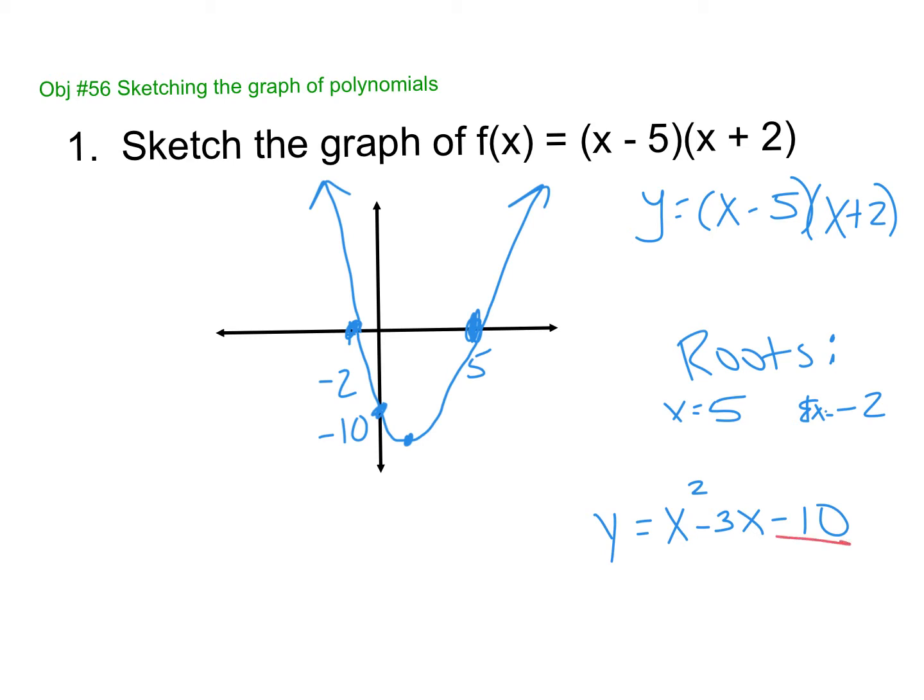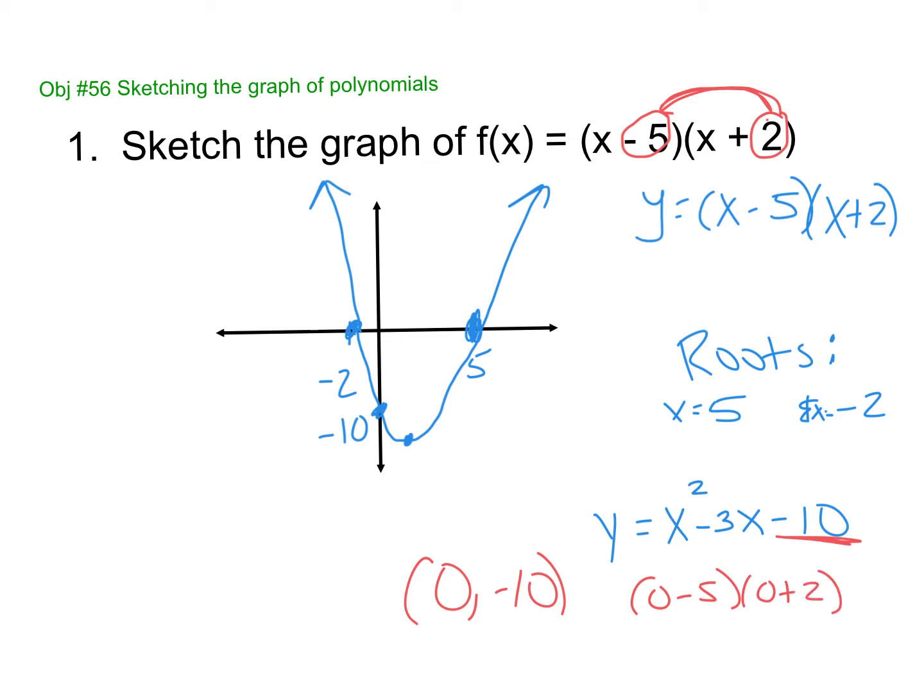Is there a way to do that without multiplying it out? If you notice, where does this -10 come from? It comes from this and this being multiplied. -5 times 2 is -10, right? Because really what you're doing is you're plugging in 0. The y-intercept is 0, -10. If you plug in 0, you just get -5 times 2.